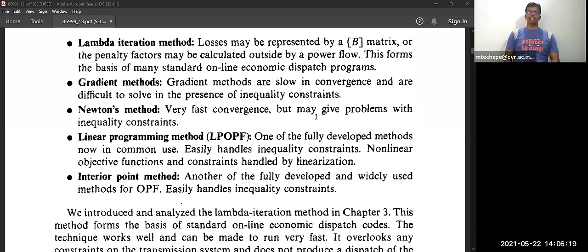The next technique is the interior point method. This is also another technique that is fully developed and a widely used method of OPF. It easily handles inequality constraints. That is the interior point algorithm, or interior point method.